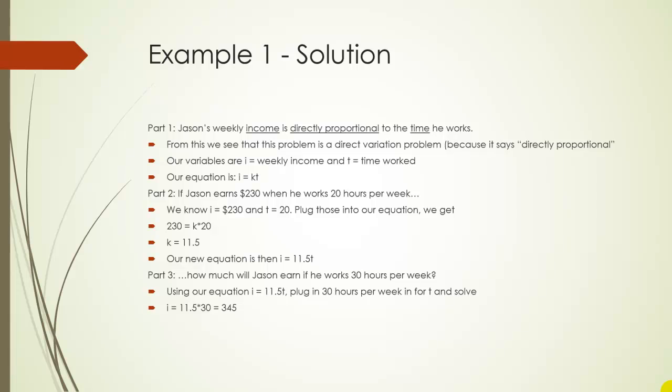We actually want to answer the question because it's a word problem. We know that I is 345. We want to find income. We see that income is measured in dollars based on the second part. So therefore, Jason earns $345 when he works 30 hours in a week.